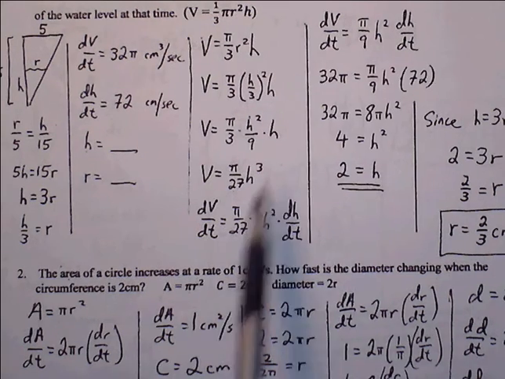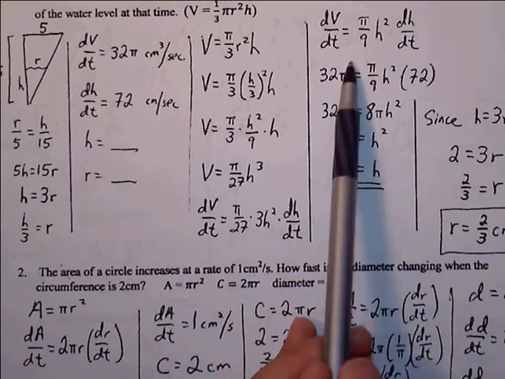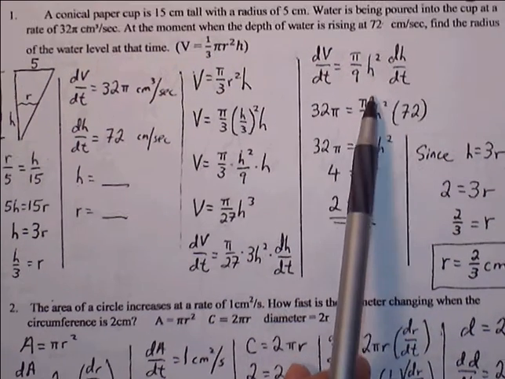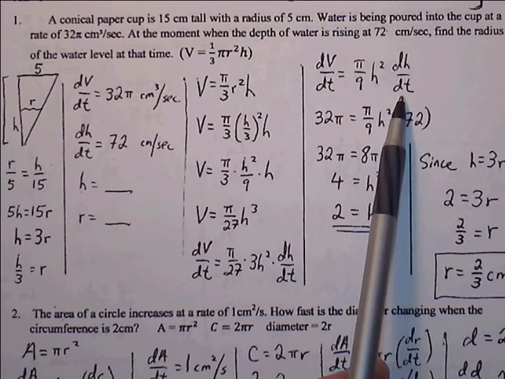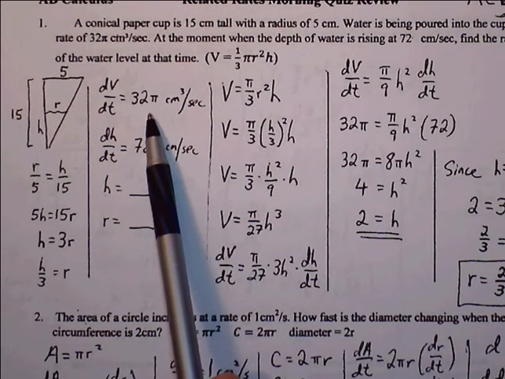Continue cleaning this up here. dV/dt is equal to 3π over 27, which is equal to π over 9, h squared dh/dt. So we have our derivative equation. Let's see what we can do to plug in. dV/dt gets replaced with 32π cubic centimeters per second.